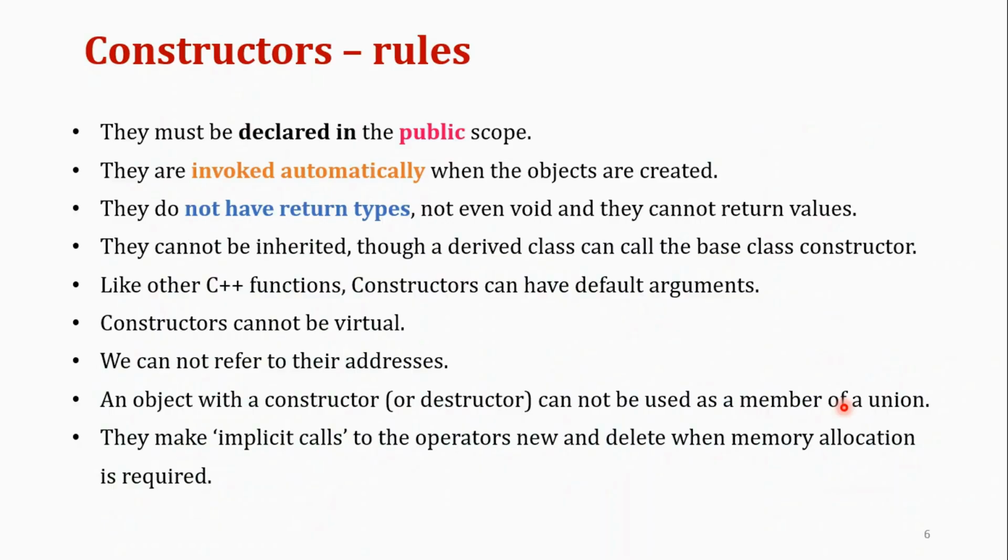We have some common rules for defining a constructor. It should be declared in public scope. It should be automatically invoked whenever the object is created. It should not have any return type. It cannot be inherited, a constructor cannot be virtual, and we cannot refer to its address. An object with a constructor or destructor cannot be used as a member of a union. So these are some rules to be followed while using constructors.